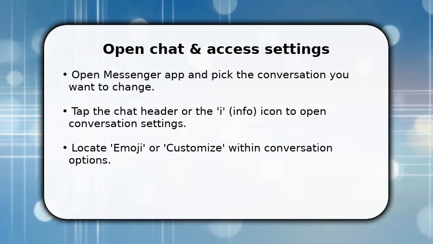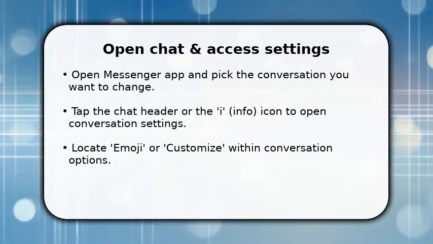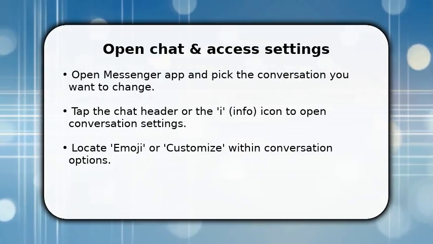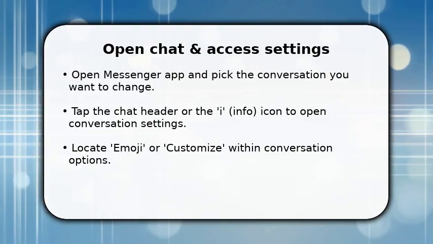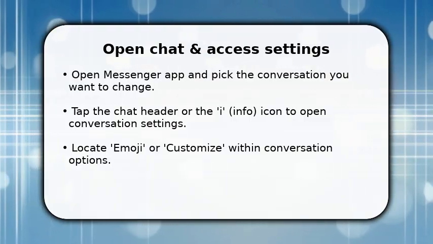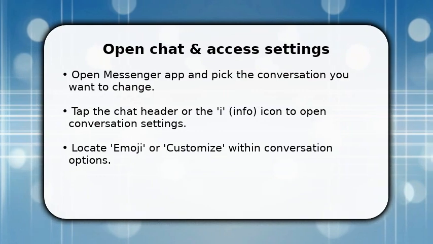If you don't see it, swipe down in the header or tap More to expand hidden items. Once found, tap Emoji to see the current default reaction and the list of replacement icons. This begins the replacement process.